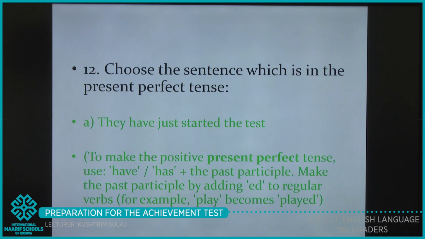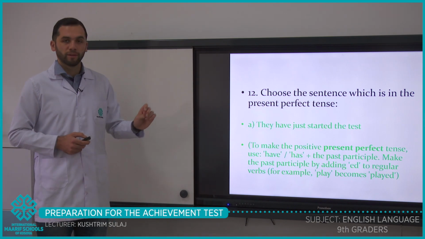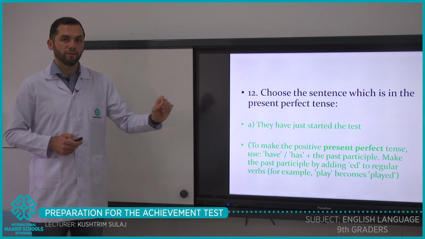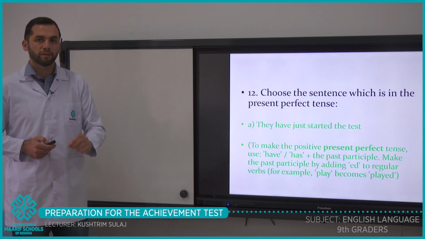They have just started the test. So, as I said, the form is have and then the verb in past participle. Have started. To make the positive, here's the definition. To make the positive present perfect tense, use have or has plus the past participle. Make the past participle by adding it to regular verbs. If it's a regular verb, we have to actually add ed2. ed1 is for past simple, ed2 is for past participle.